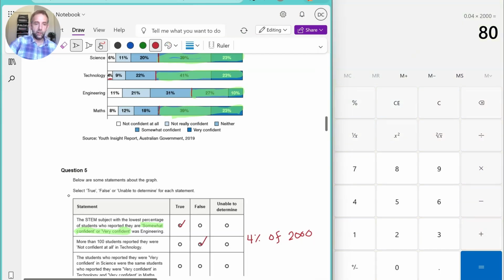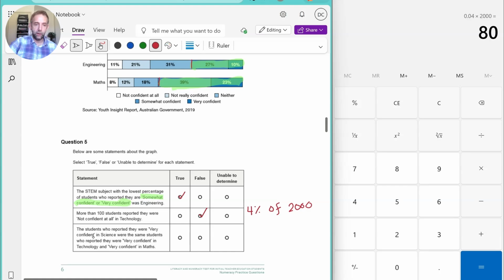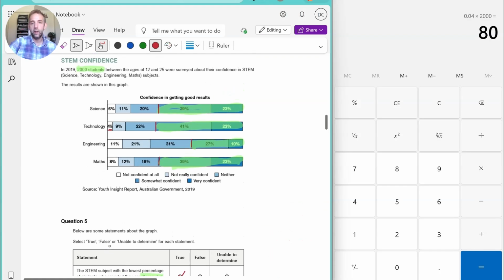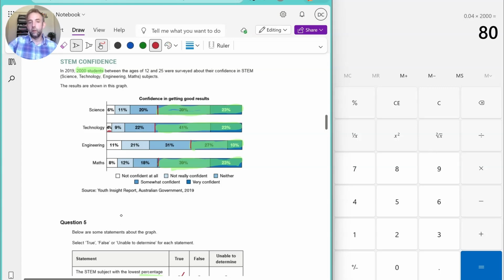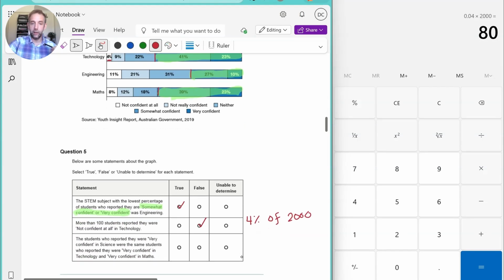And then last but not least, it says the students who reported they were very confident in science were the same students who reported they were very confident in technology and maths. We don't know this. So we've got the percentages of people who voted one way or the other, but we don't know who those people are. Let's just make up a person and call her Anne. We don't know how Anne responded to science, technology, engineering, and maths. So we do know how many people there were, and that was kind of slyly put in there, but we definitely don't know what people chose their confidence level with each subject. So this is an example where we are unable to determine.